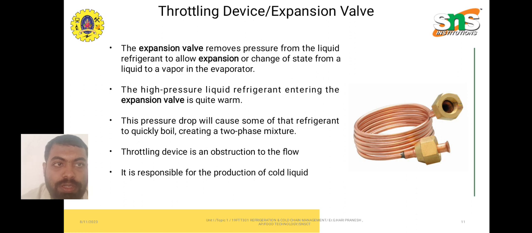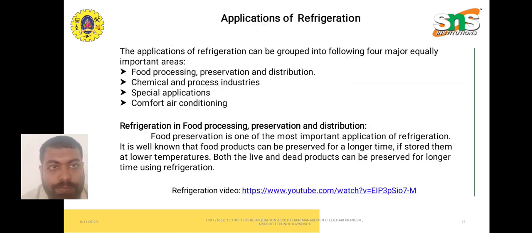Next, the throttling device or expansion device. The expansion device removes the pressure from the liquid refrigerant to allow expansion or change of state from a liquid to a vapor in an evaporator. The high pressure liquid refrigerant entering the expansion valve is quite warm. This pressure drop will cause some of the refrigerant to quickly boil, creating a two-phase mixture. A throttling device is an obstruction to the flow. It is responsible for production of cold liquid.